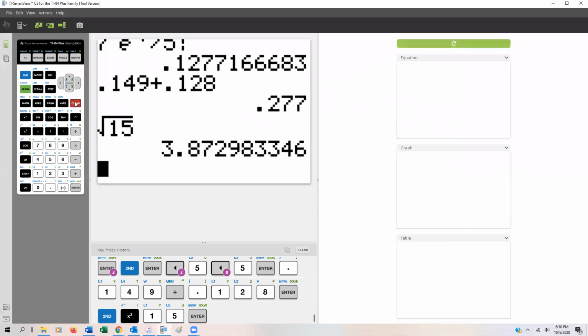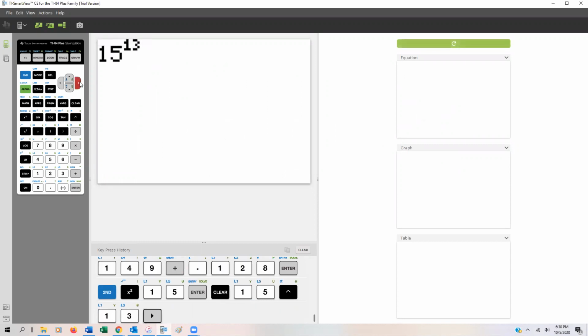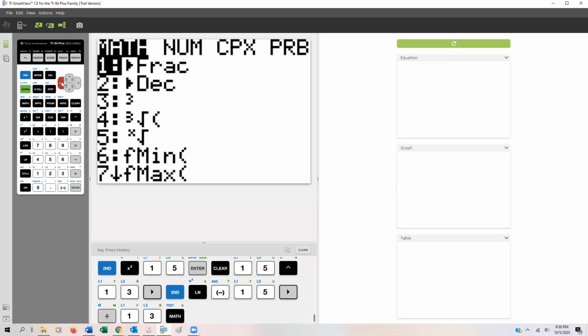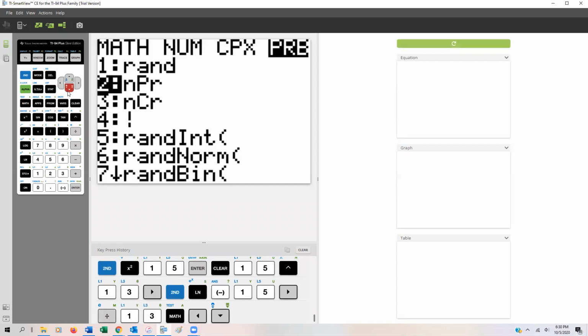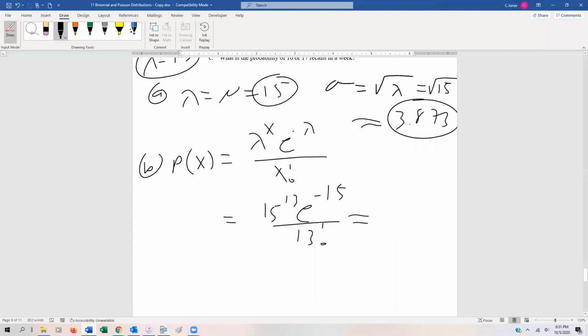Now let's just start this one over again because we don't want to reuse it. So it's lambda, which is 15 raised to the 13. Remember that trick, you hit second e to the minus lambda, which is minus 15, and then we're going to divide that by 13 factorial. 13 math, go over to PRB, it's fourth one down. All right, and 0.090956, so about 0.096 the probability for that.